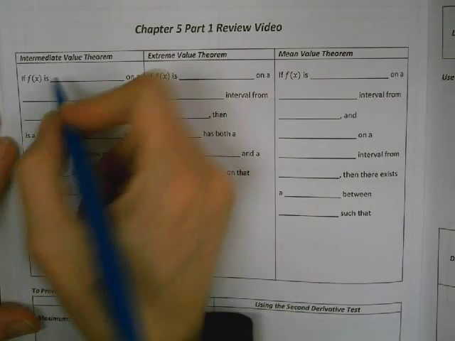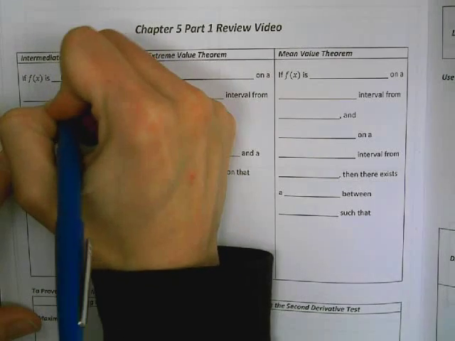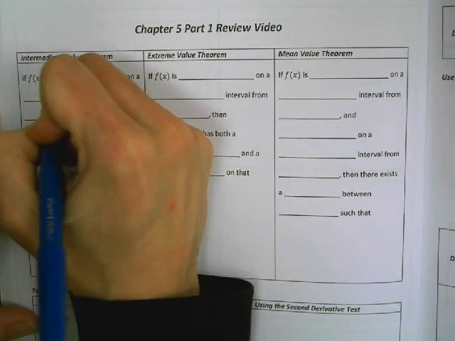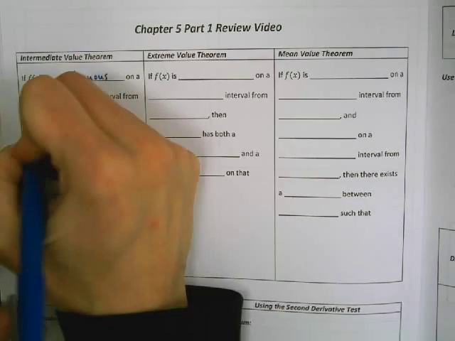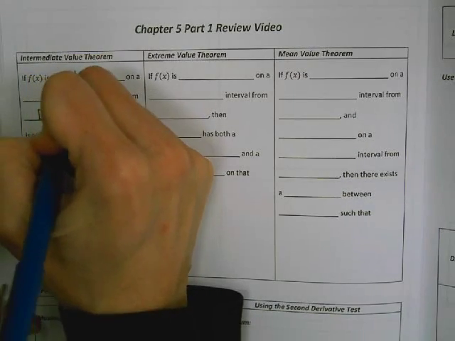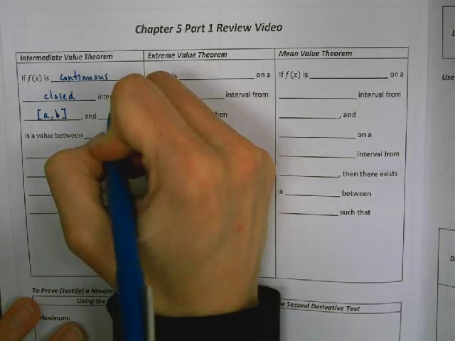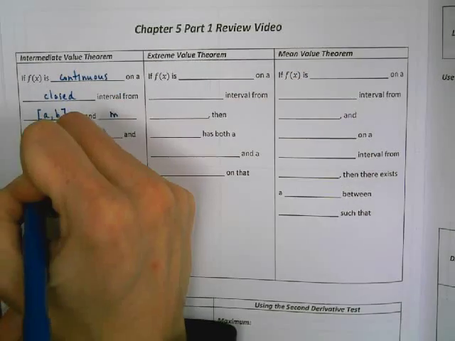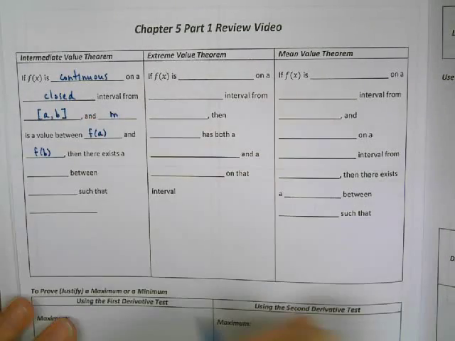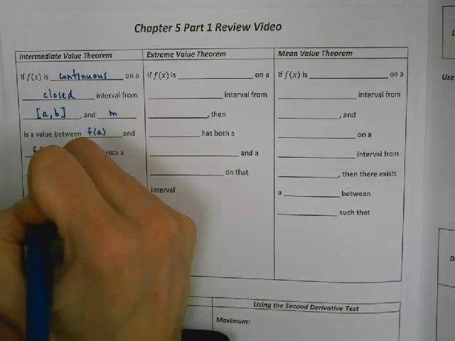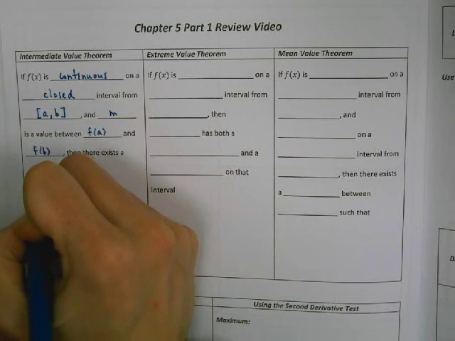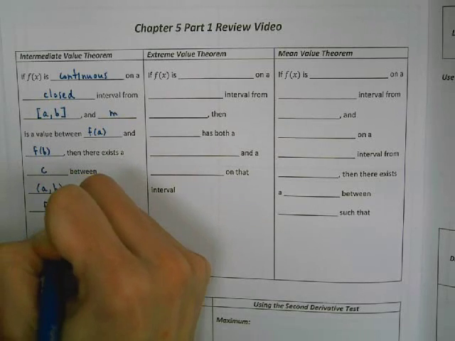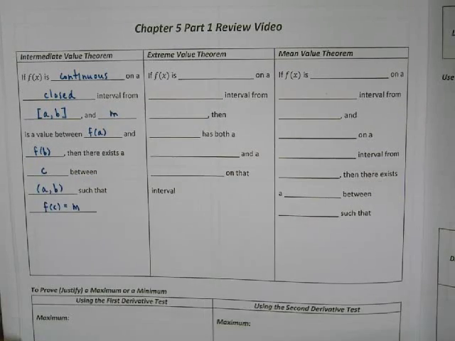The conditions here: if f of x is continuous on a closed interval from A to B, and we know that m is some value between f of A and f of B, then there exists a value c between A and B such that f of c is equal to m.